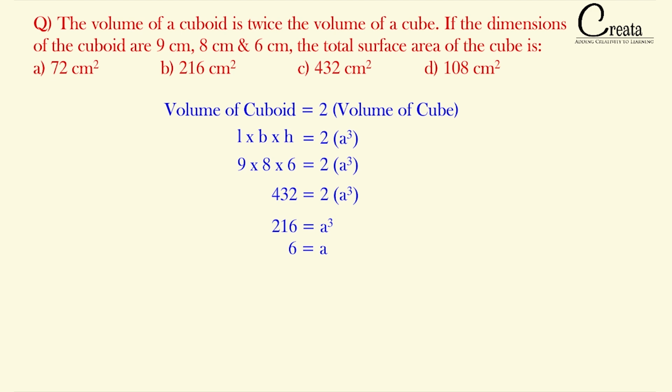Further, in the question, we have to find the total surface area of the cube. And we know the total surface area of a cube is 6 times A square. And we got the value of A as 6. Let's put the value. We get the answer as 216 centimeter square. Got it? That is the answer to the question.